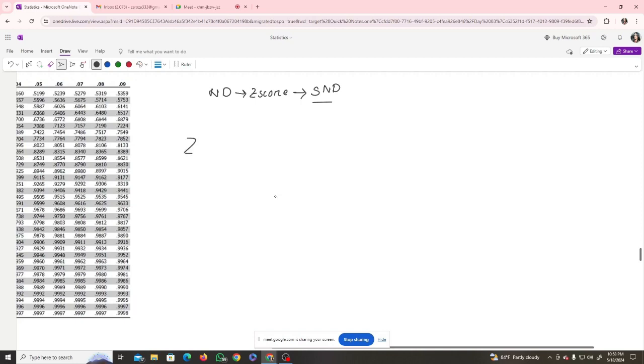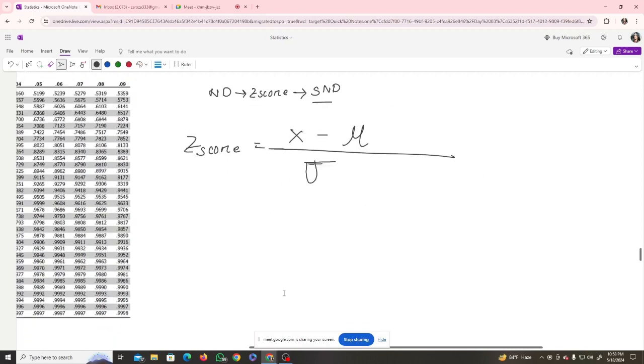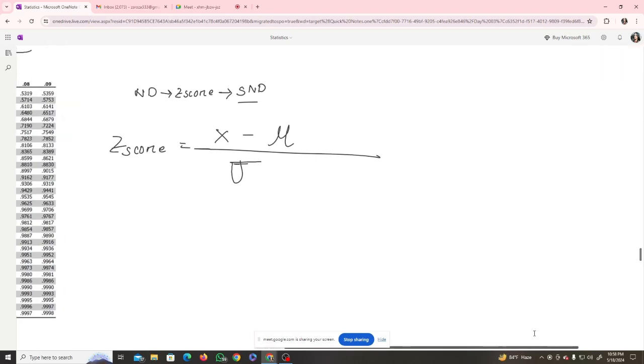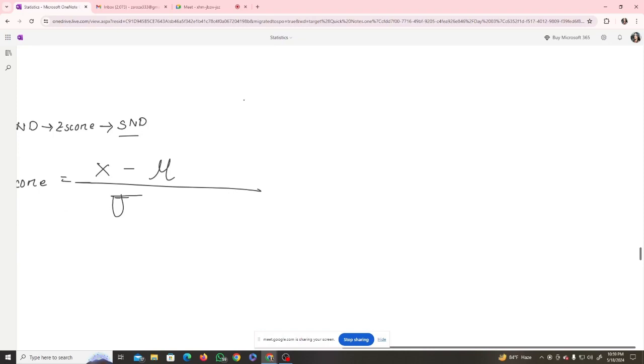Now let's see what the formula of z-score is. The formula of z-score is x, which is known as observation. Suppose in your data set you have 10, 20, 30, 40. Each of these values are the observations, minus population mean, divided by population standard deviation. This is the formula for z-score. By using z-score, we will get the value of standard normal distribution. So let's see an example to understand this topic more clearly.